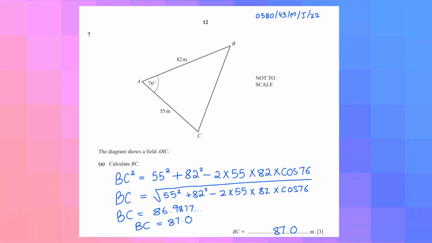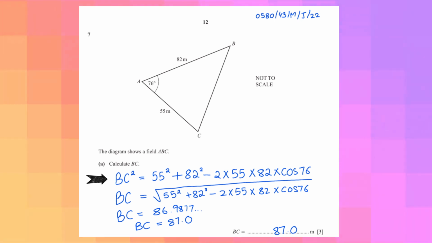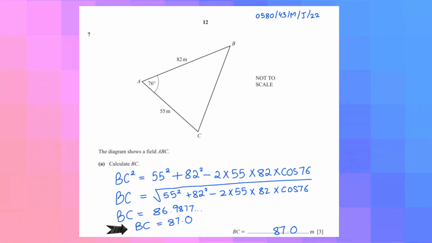Moving back to the question, we just substitute the respective values into the formula here and get BC squared equals 55 squared plus 82 squared minus 2 into 55 into 82 into the cosine of 76. Then we take the square root of both sides. Entering the square root of everything on the right side into our calculator and pressing the equals to button, we get a pretty long value, as shown here. So, we have to round it to 3 significant figures, which gives us our answer as 87.0 meters.